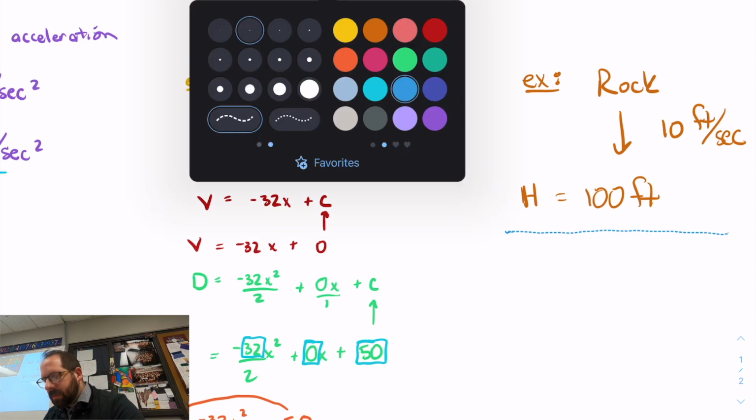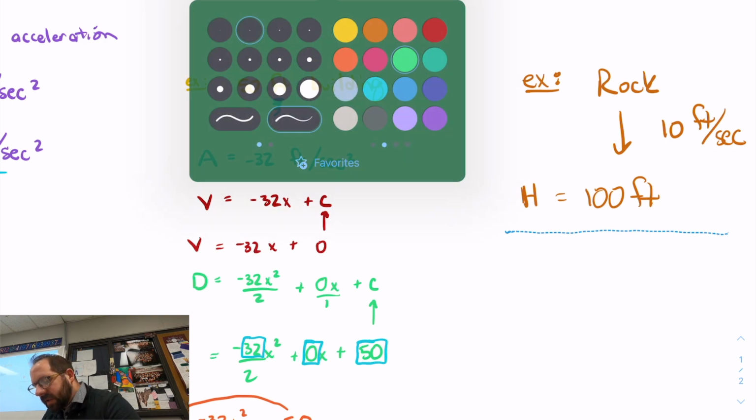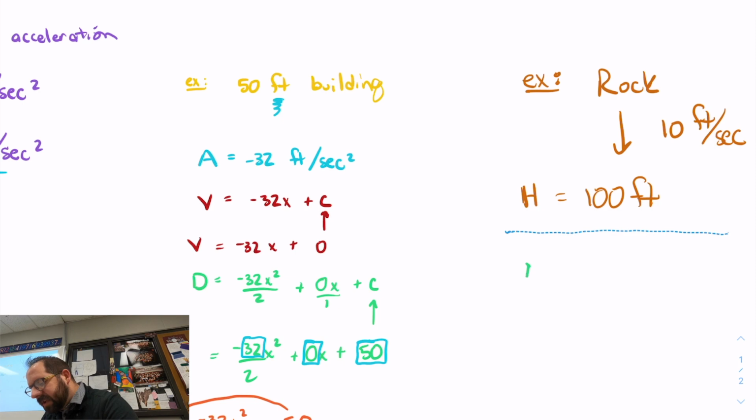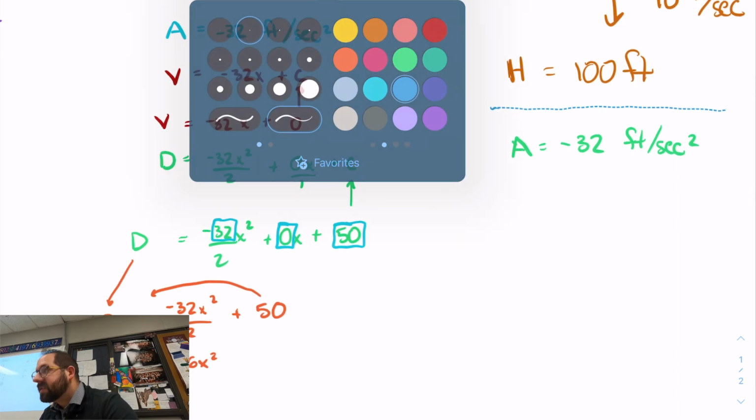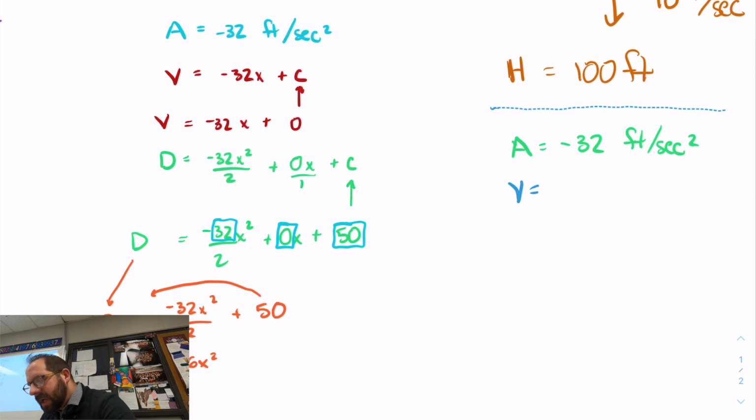So plug in my numbers here. My acceleration is negative 32 feet per second squared. Is that 10 feet per second squared? No, that's just the velocity. That's speed, not acceleration. Okay. So my acceleration is negative 32 feet per second squared. We take the antiderivative of this, which turns out to be the velocity formula. That's the antiderivative of acceleration. So that's negative 32x plus c.